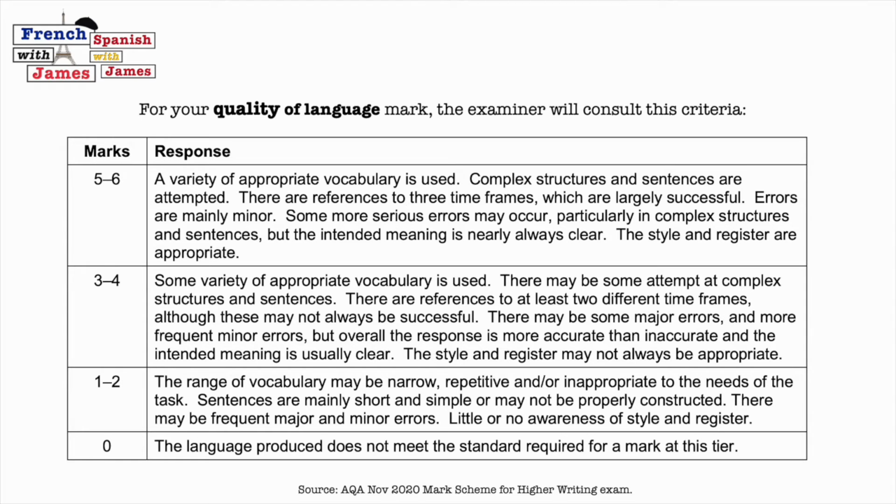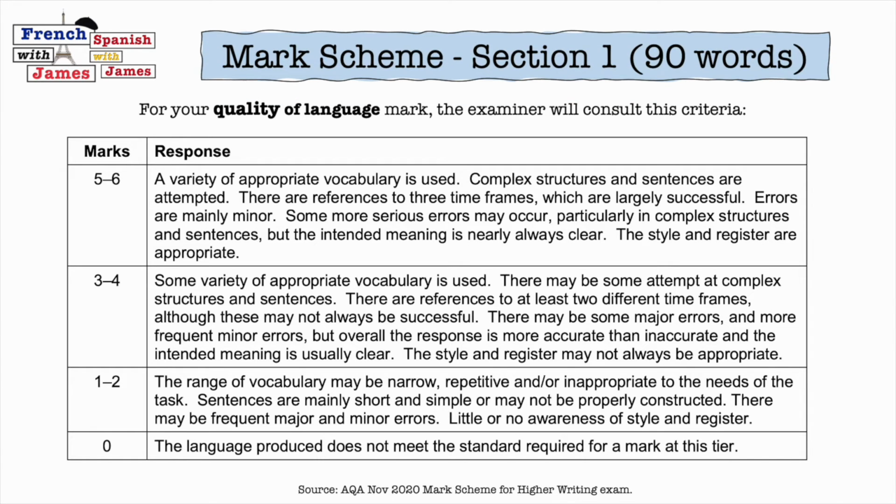If you just use 2 tenses or you only talk about 2 time frames, that's going to take you down to the 3 to 4 band. Again, these are largely successful. You don't need to get all of the tenses 100% correct 100% of the time. That's where your insurance policy is making sure you include phrases like à l'avenir or l'année dernière, so that if you get the grammar a bit wrong, at least you've explicitly, really clearly referred to a point in time so that the examiner still sees that you've used 3 time frames, or you've attempted to use 3 different tenses.